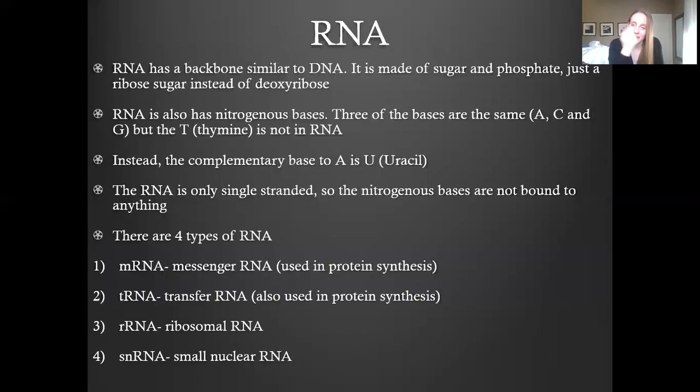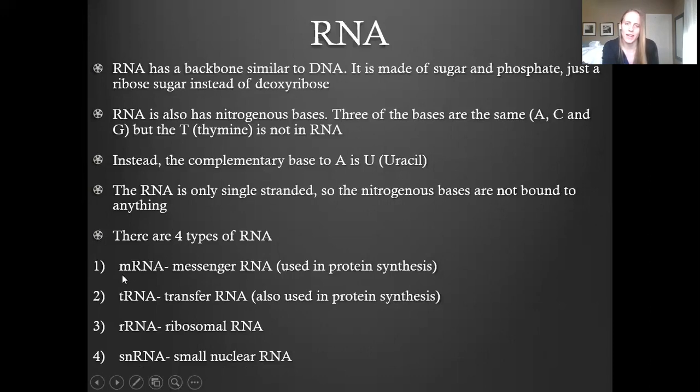So yeah, it still has the sugar phosphate backbone. It just has a different sugar in that sugar phosphate backbone. Again, it has uracil instead of thymine. So instead of having A always bonded to T like we do in DNA, the A will always be bonded to a U. And again, it is single-stranded. And these are the 4 types.